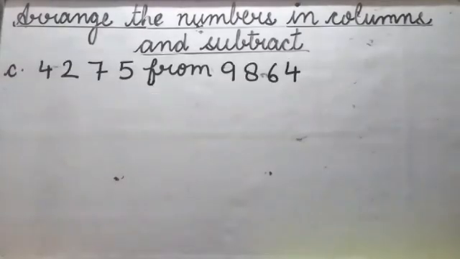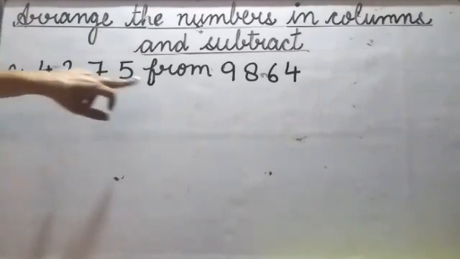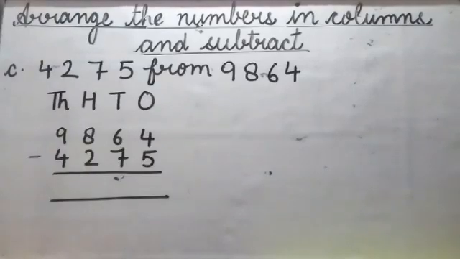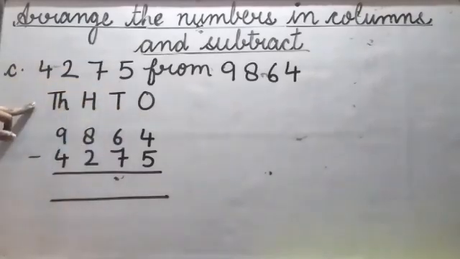Now the next example, the sum is 4275 from 9864. So first we will write ones, tens, hundreds, thousands. Now we will solve from ones, tens, hundreds, thousands.